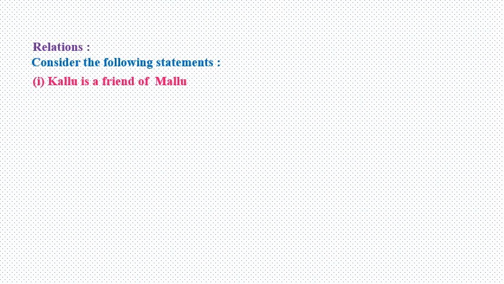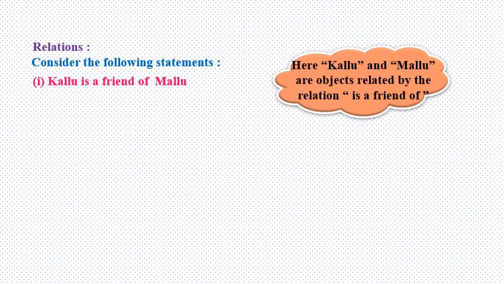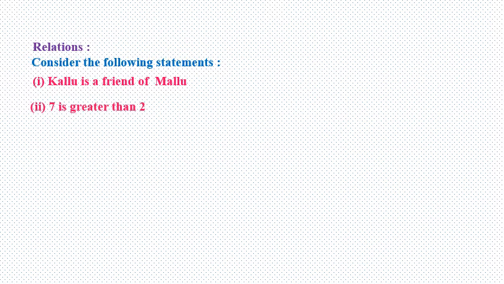Okay. First, what is a relation? Consider the following statements. You can very easily understand. Kallu is a friend of Mallu. What's the meaning here? Here Kallu and Mallu are objects related by the relation "is a friend of". And consider one more statement.